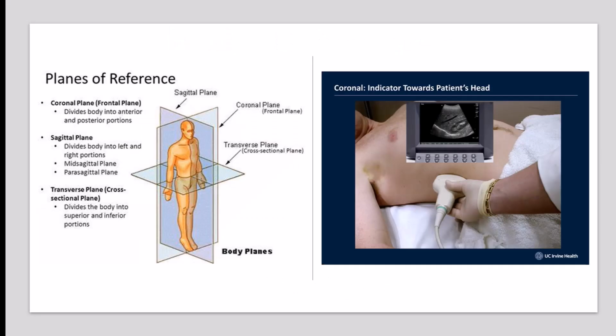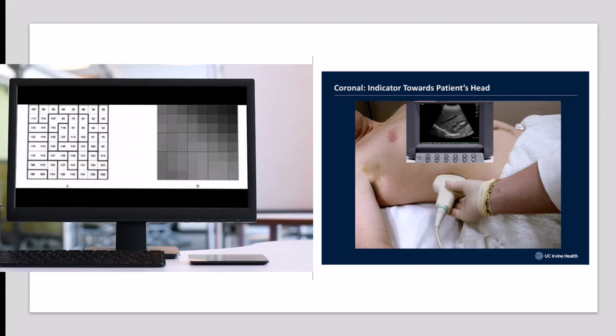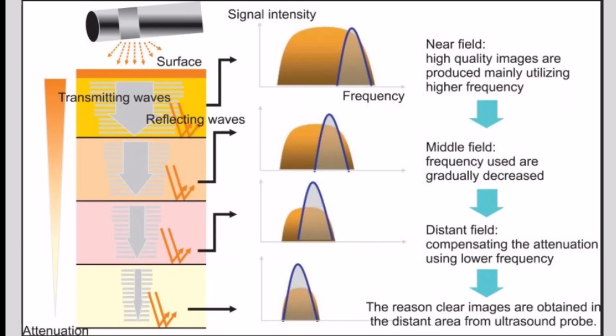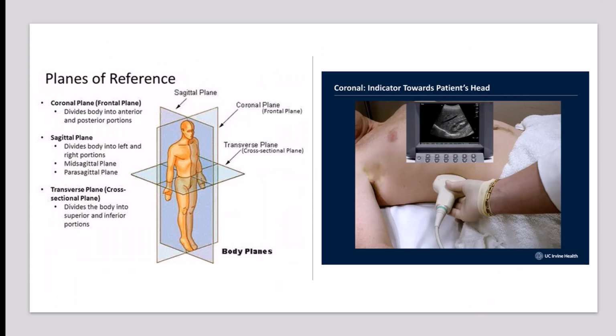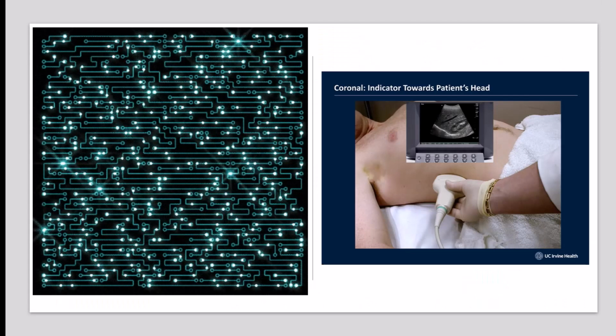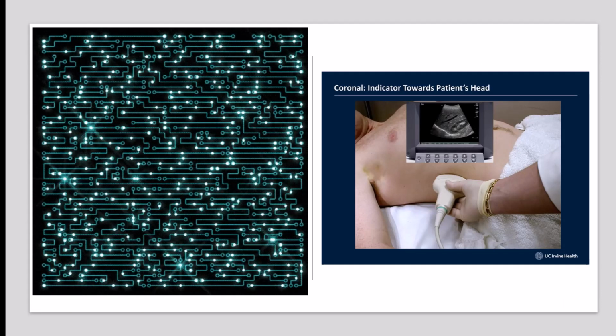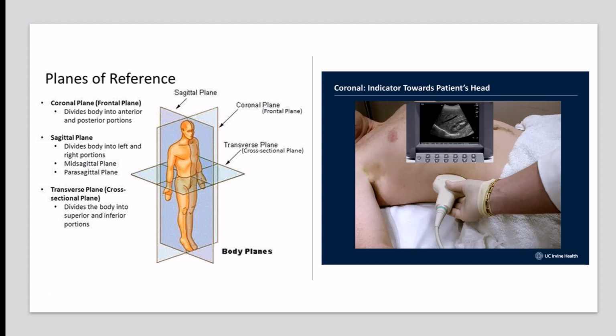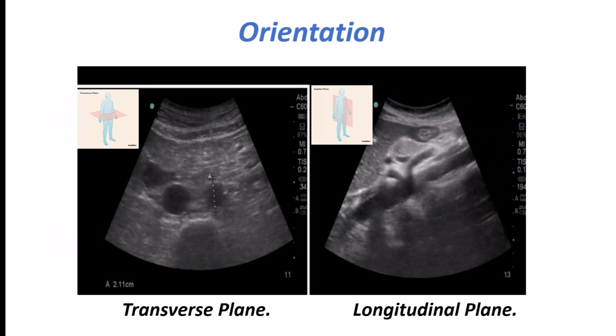How do we create an image on the ultrasound monitor, or how is an image formed? The amplitude of each reflected wave is represented by a dot or pixel. The position of the dot or pixel represents the depth from which the echo is received. The brightness of the dot represents the strength of the returning echo. Combining all these factors, we can create an image.